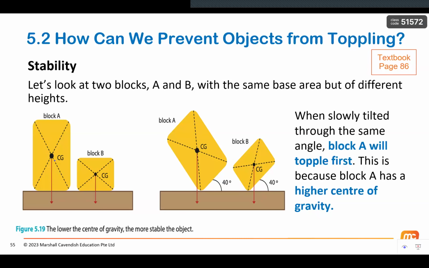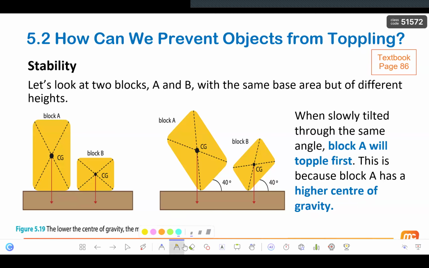So if I have a higher block, I will have a higher center of gravity. Block B will have a lower center of gravity. So if I were to tilt them, let's say at an angle of 40 degrees each, you will see that for block A, which is the higher block, because the center of gravity is higher, it would have already fallen out of the base area.